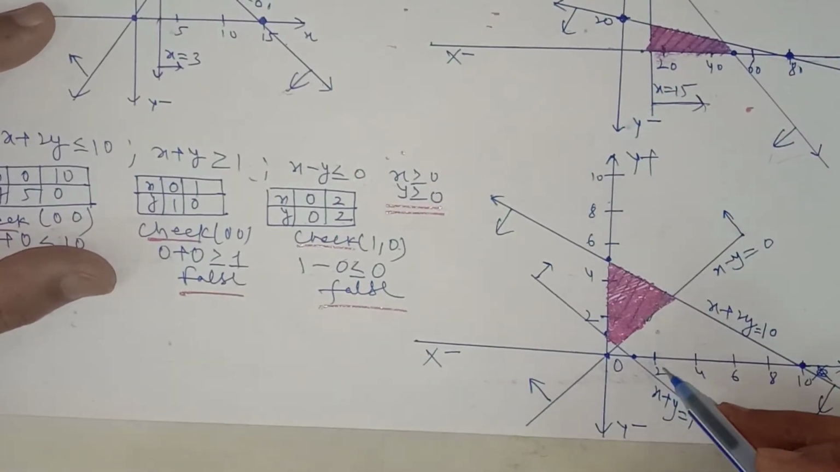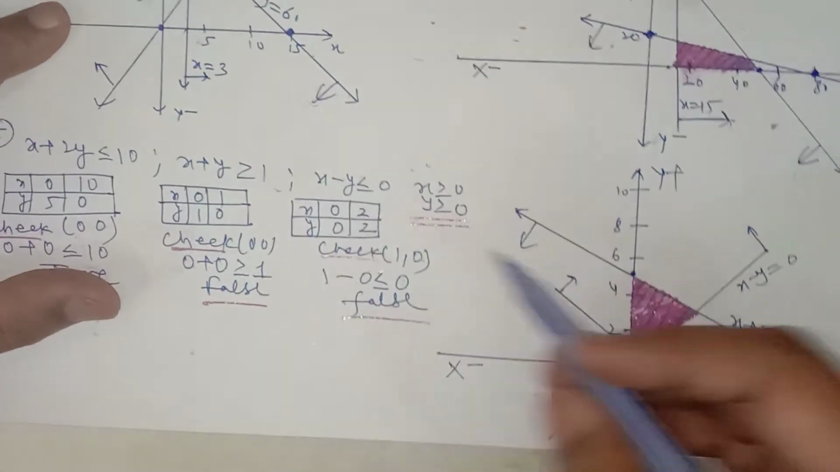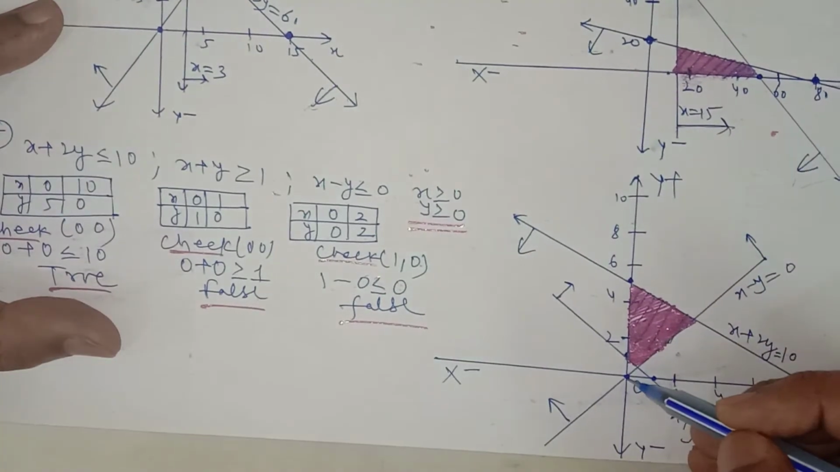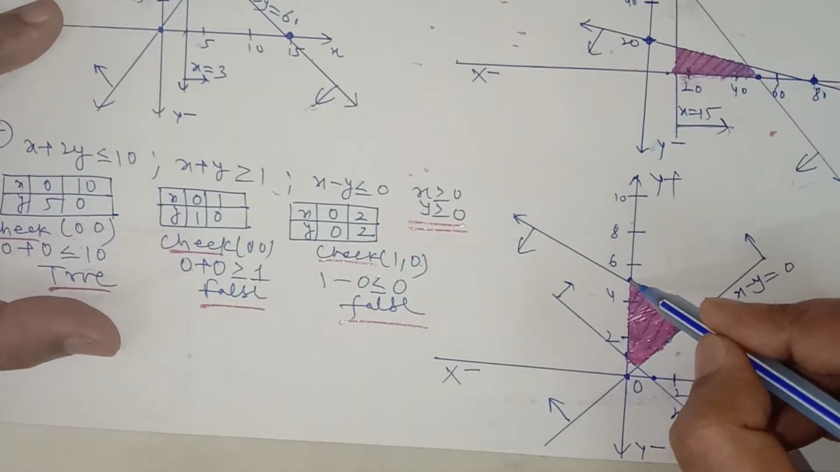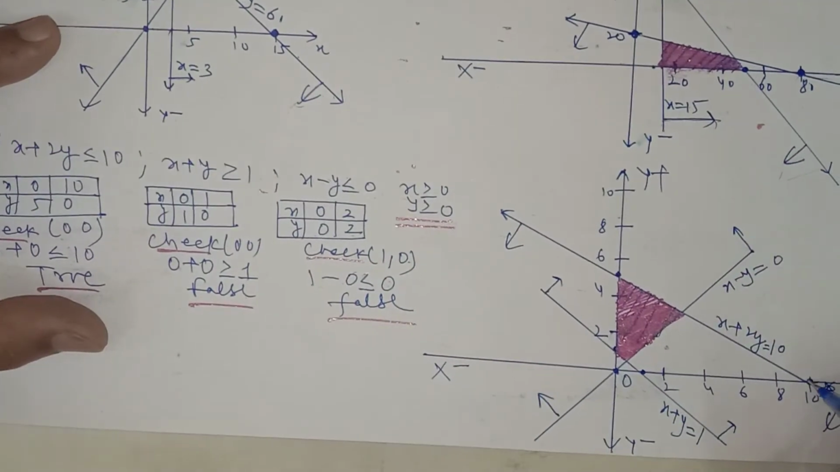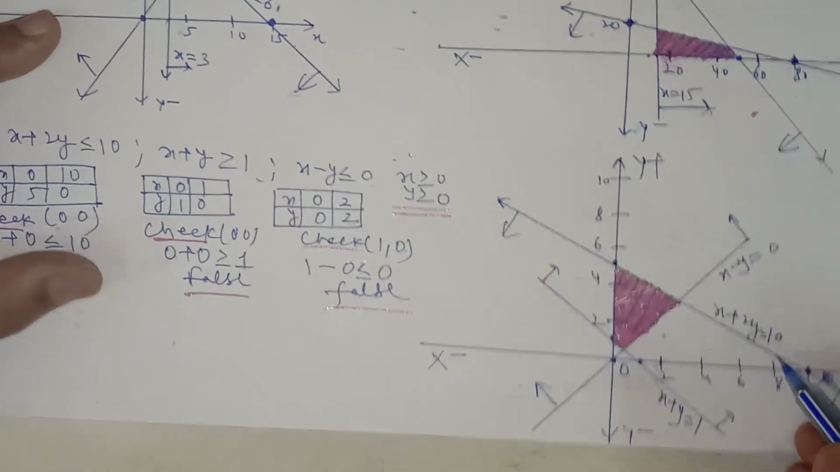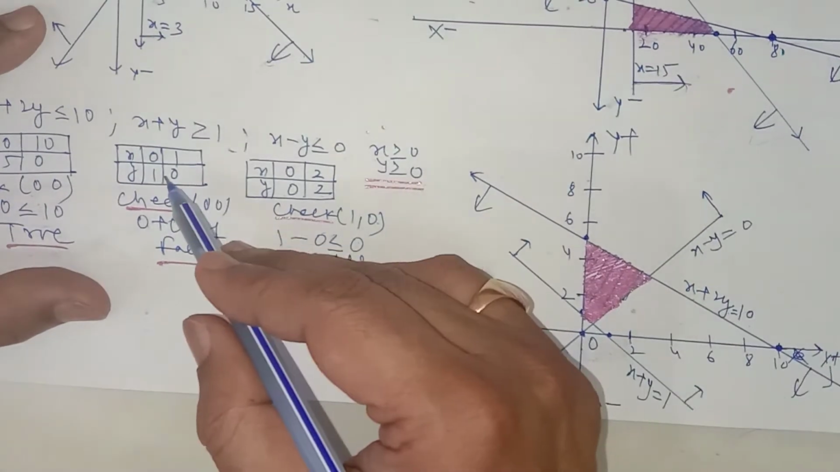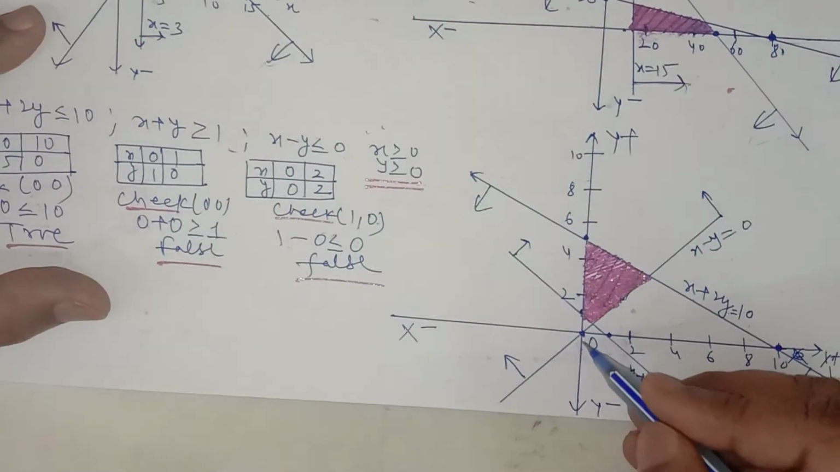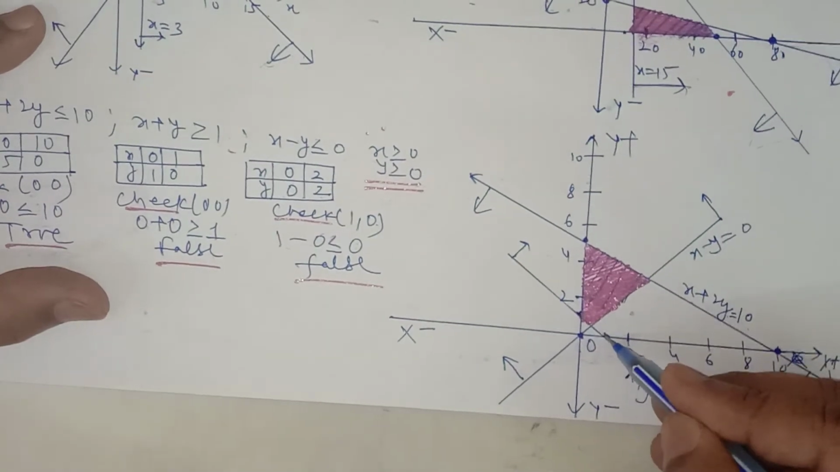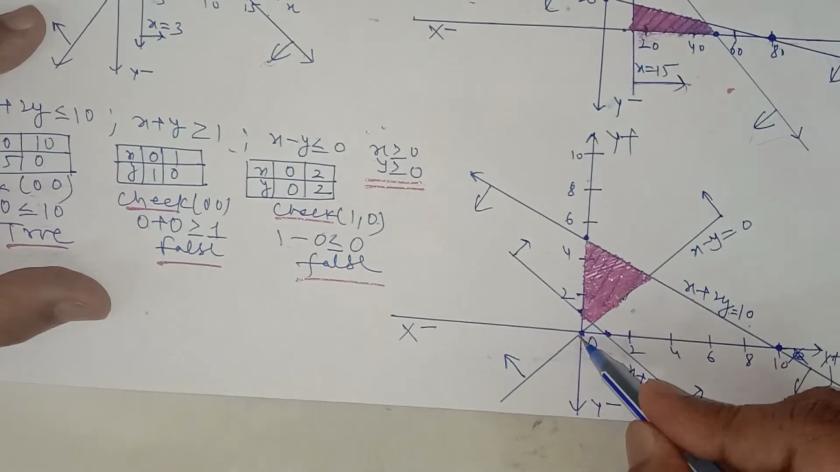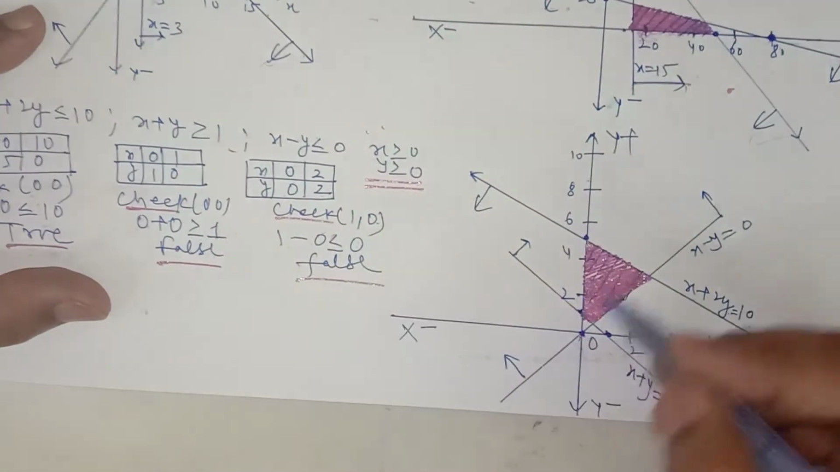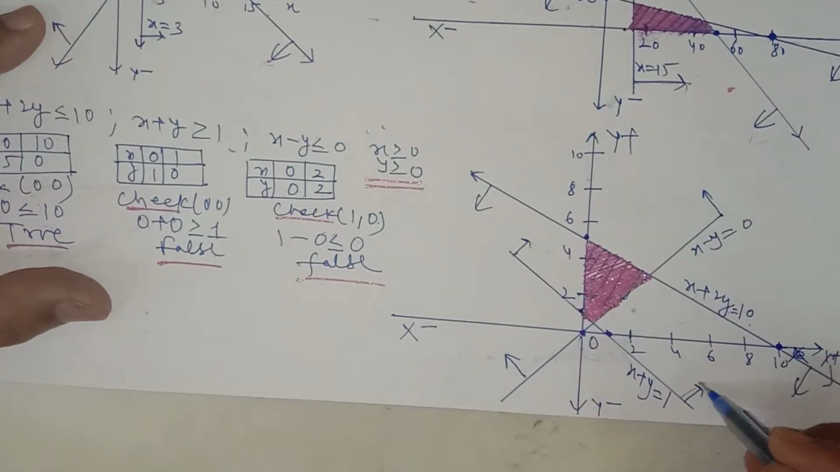So mark these points on the graph paper with the proper scaling. I have taken 1 centimeter equal to 2 units. So x = 0, y = 5 will be here and x = 10, y = 0 will be here. Draw the line representing x plus 2y equal to 10, and it will be shaded towards the origin. The second line is through x = 0, y = 1 and x = 1, y = 0, and because (0, 0) is not the solution of this, it is false here, so it will be shaded away from the origin.